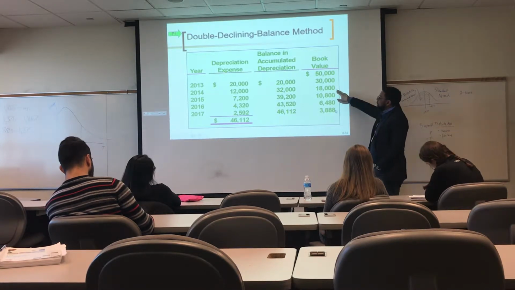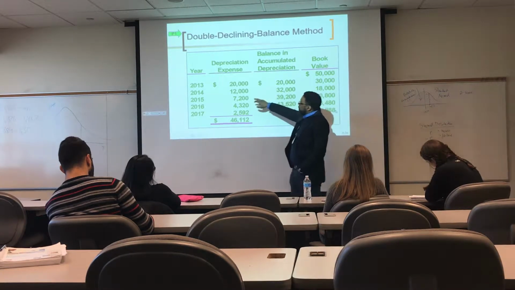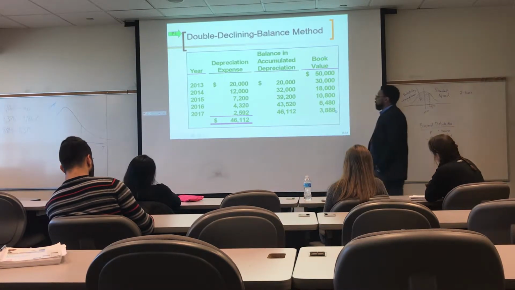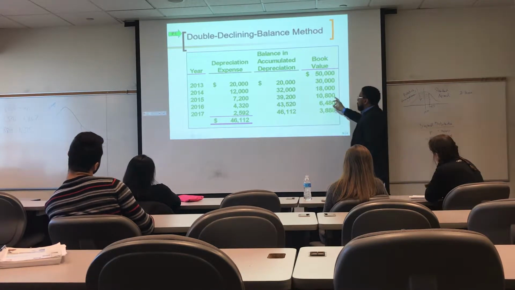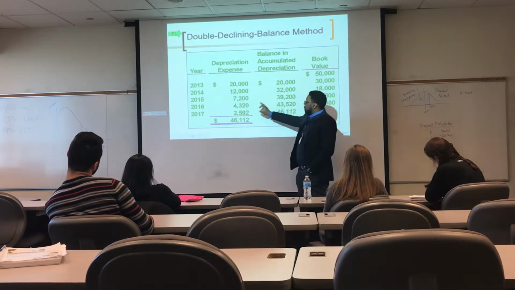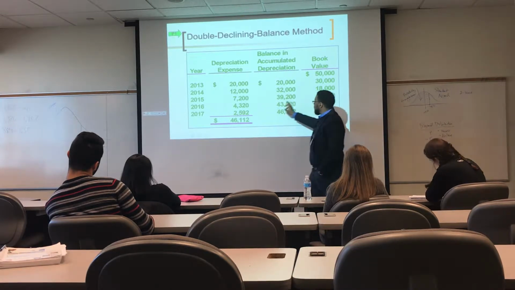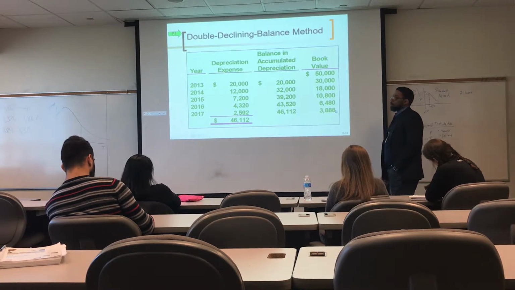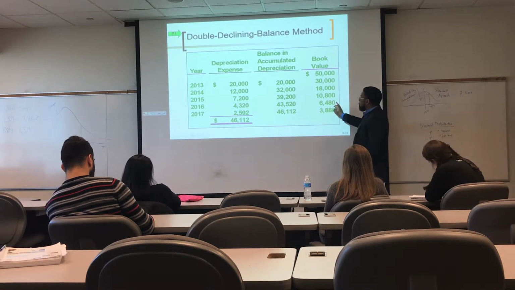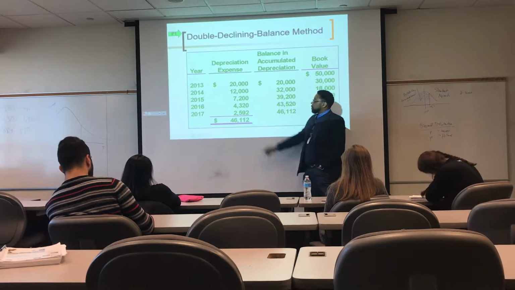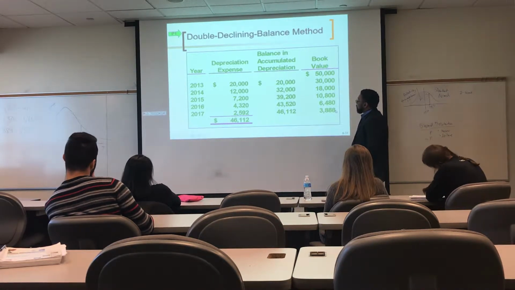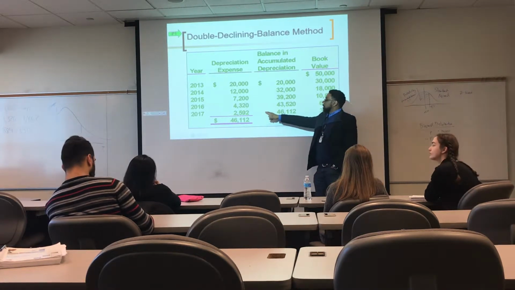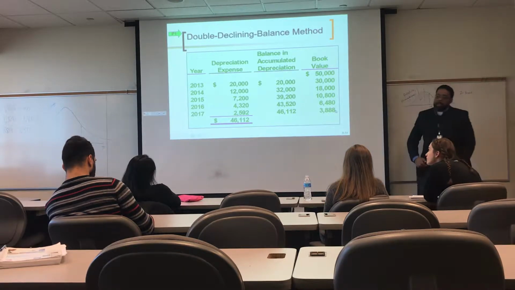Right? So 18,000 times 40% is 7,200. 18,000 minus 7,200 is $10,800. 40% of $10,800 is $4,320. 10,800 minus $4,320 is $6,480. And in 2017, our last year, 40% of $6,480 is $2,592. $6,480 minus $2,592 is $3,888.